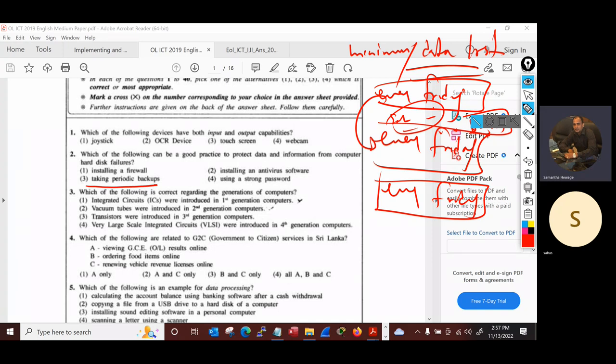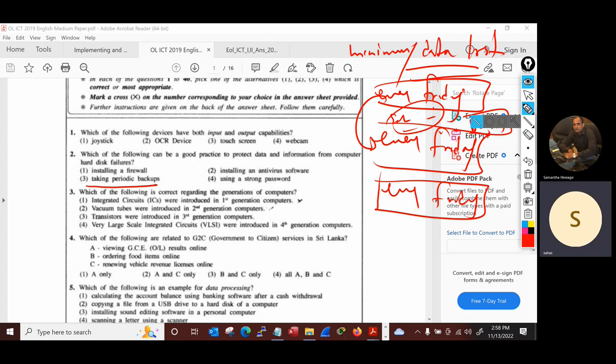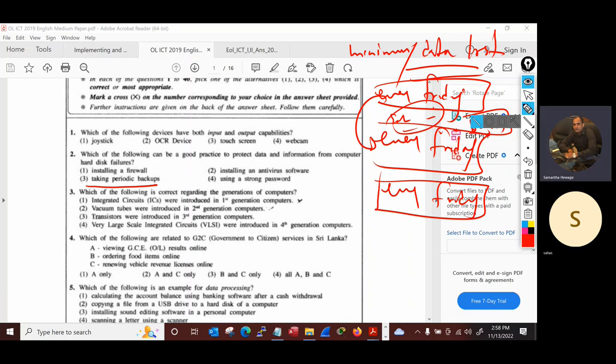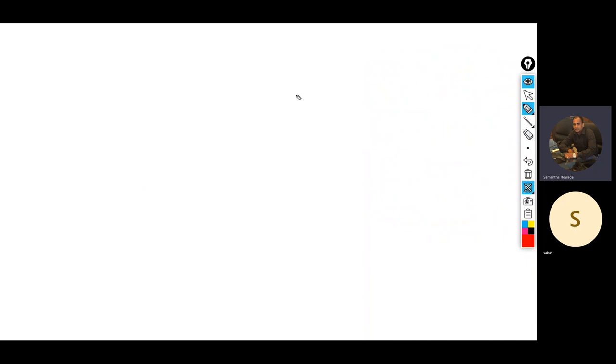Okay, what do you mean by installing a firewall? Why is it not a good practice compared to taking the backup? It's only for security. Yes, very good. A firewall is something else. It's not related to the backup stuff.